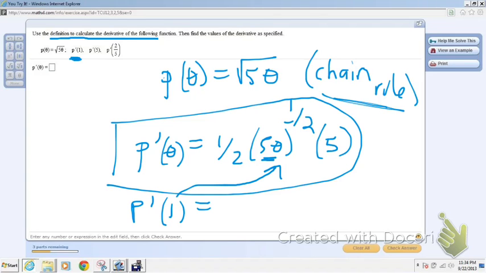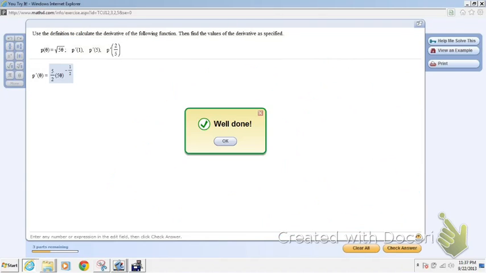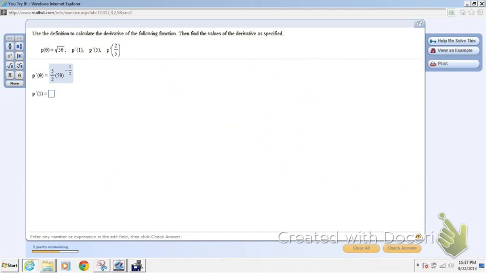I do want to mention that you could clean this up a little bit and call this 5 halves, 5 theta to the negative 1/2. Let's try typing that in. So you can see I typed it in as 5 halves, 5 theta to the negative 1/2, and it said fine. And then we want to evaluate that at 1. So I'll hit pause as you just go ahead and plug 1 in for theta.